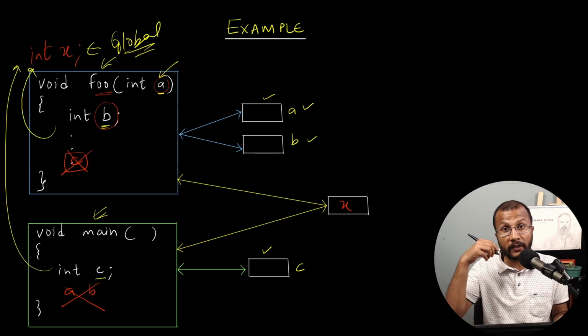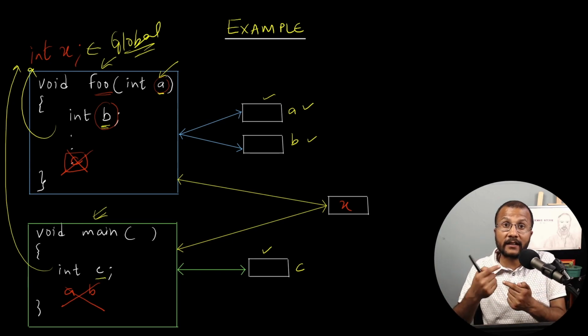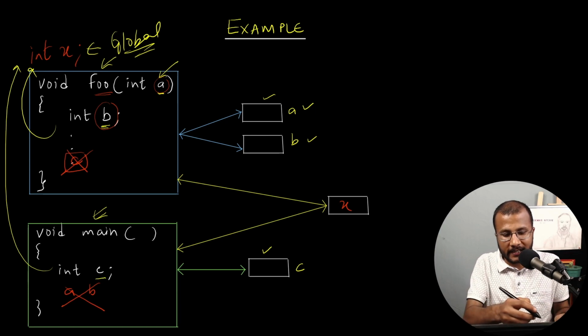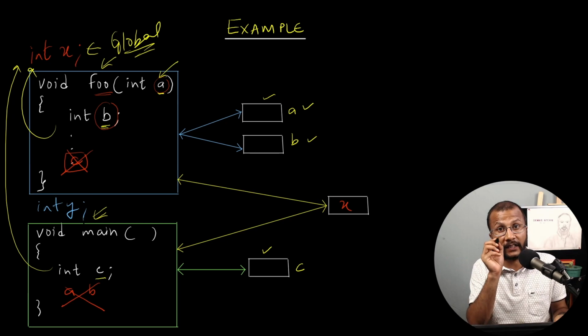Therefore, whenever a variable is defined outside of a function, it becomes a global variable, accessible to all the functions defined after the definition of that global variable. Let's say I define one global variable y here. I write int y after the definition of the foo function.